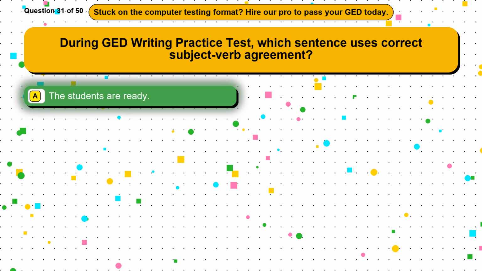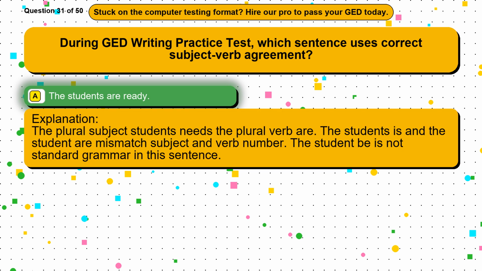The correct answer is option A, the students are ready. The plural subject students needs the plural verb are. The students is and the student are mismatch subject and verb number. The student be is not standard grammar in this sentence.